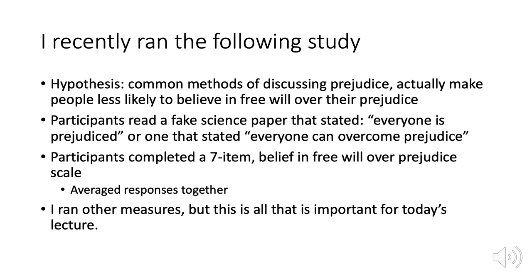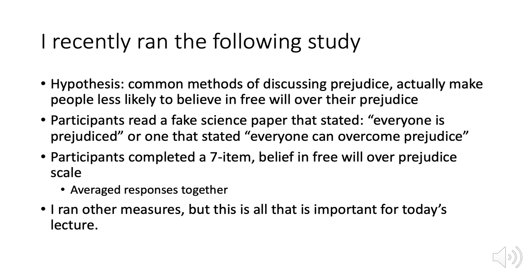So let's just give you the experimental design. It's a between subjects design. Participants read either a fake science paper that stated everyone is prejudiced or one that stated everyone can overcome prejudice. You now understand where I'm coming from. They completed a 7-item belief in free will over prejudice scale. I averaged the responses together. I'll show you how to do that in a different lecture. I ran some other measures. It's all not important for this class, so we're just going to focus on the manipulation. Okay, everyone is prejudiced article, or everyone can overcome prejudice article, and the measure.